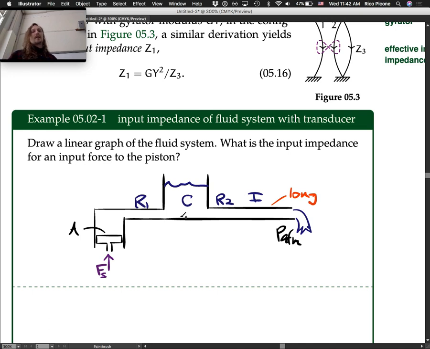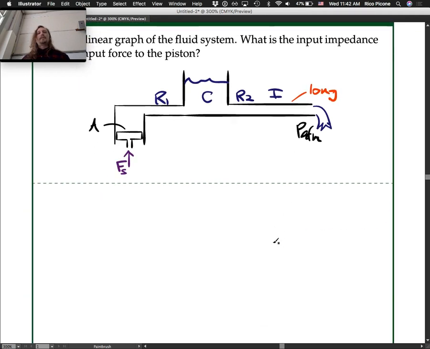So there's a little bit of mechanical happening here too, right? There's a mechanical piston cylinder arrangement. Then we've got a fluid system. So let's draw the linear graph first. We've got a mechanical side. There's not a lot that happens on the mechanical side, but we do have it. And then we've got a fluid side as well, right? Maybe I'll put this over closer.